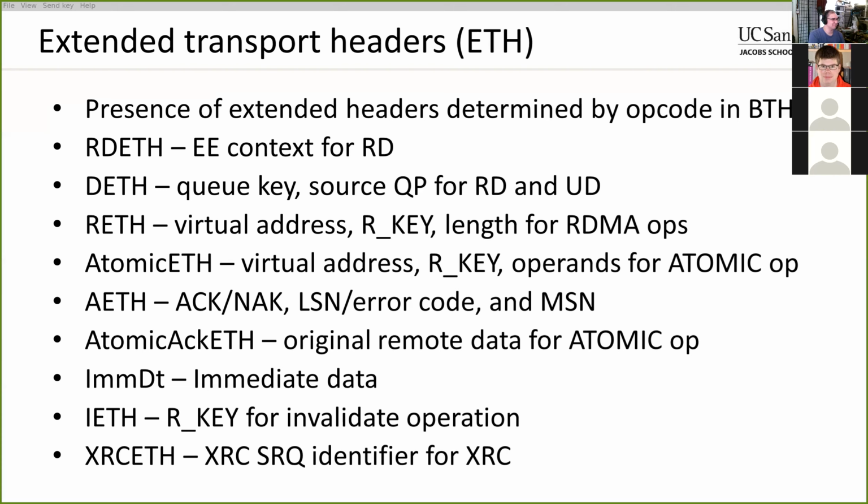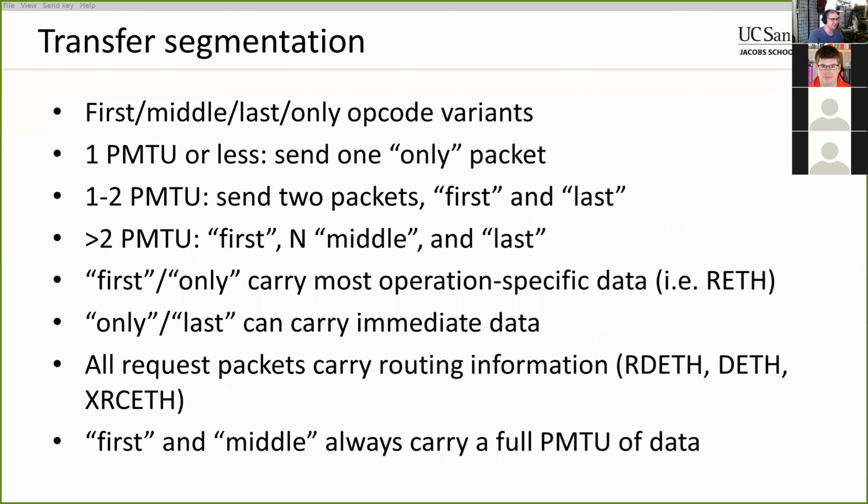So, let's see. Now, the other thing is that IB has some standard ways of segmenting operations across multiple packets. So if you look at the list of opcodes in the InfiniBand specification, you'll notice that there's 4 variations of a lot of them, right? There's only, first, middle, and last.